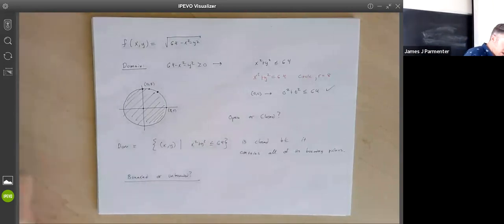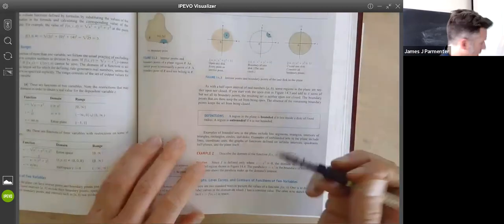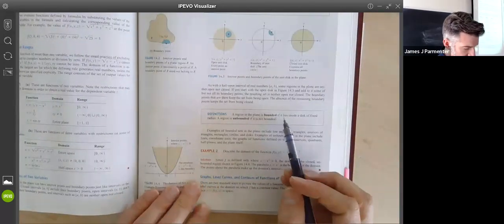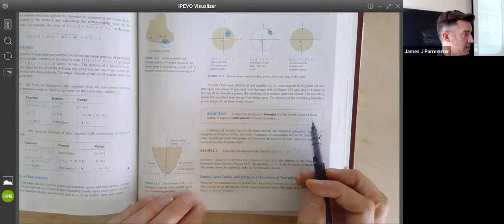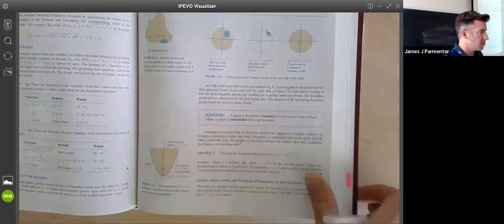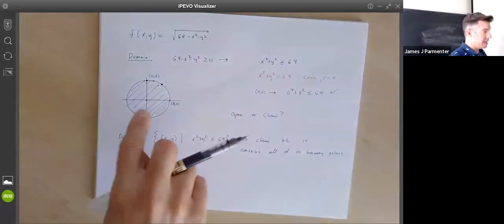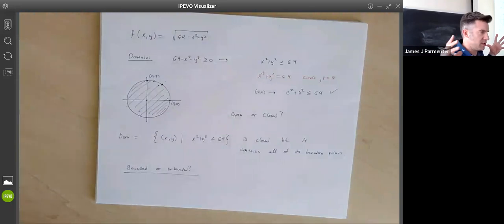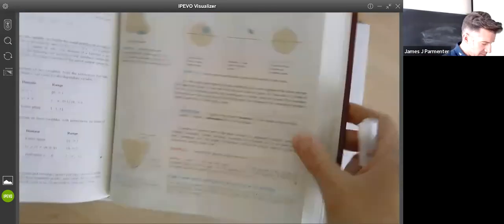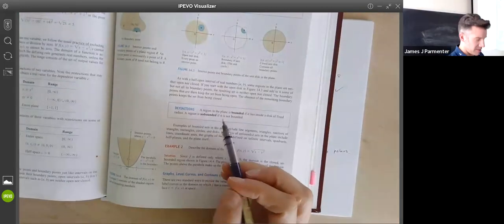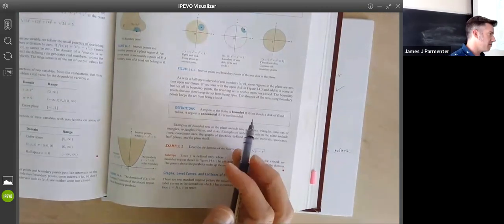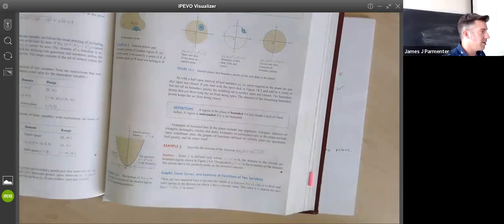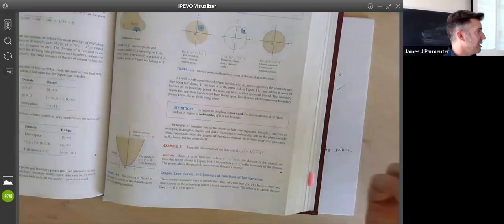The way they write this in the book, a region is bounded if it lies inside a disk of fixed radius. Okay, that seems sensible. If my region can be drawn inside some finite radius disk, then it seems like it should be bounded because you're containing it within something. Whereas a region is unbounded. That's always great when they do this. A region is unbounded if it is not bounded. Okay, so if you can't draw a disk around it, it's going to be unbounded.